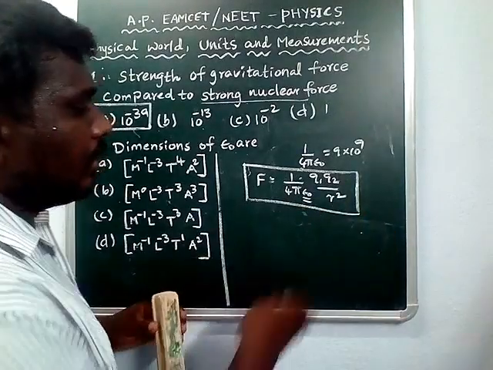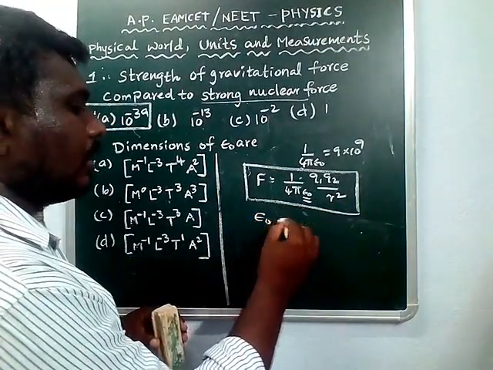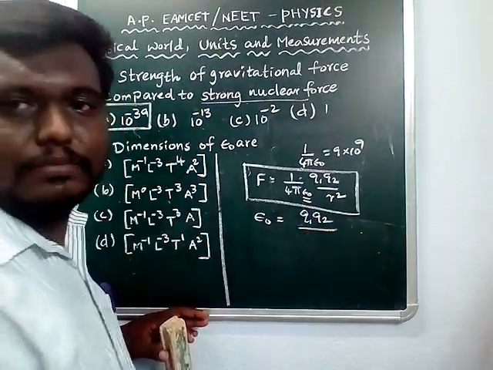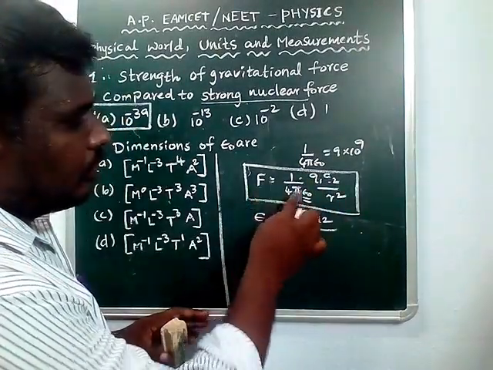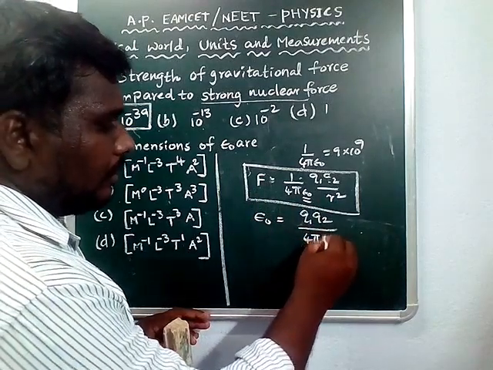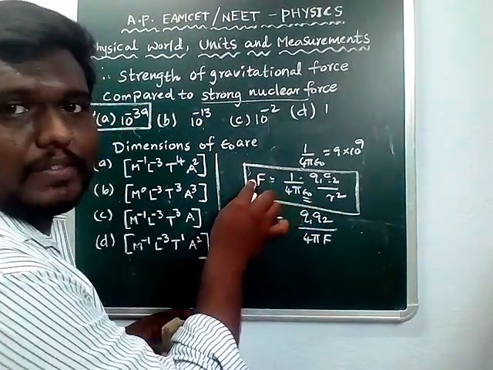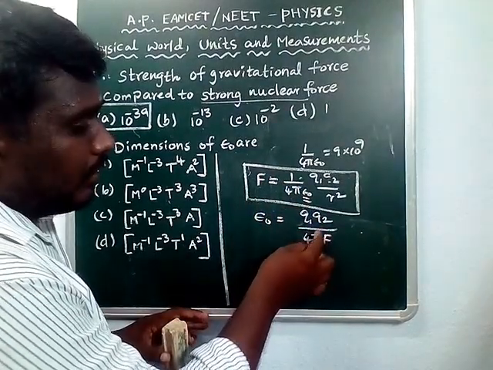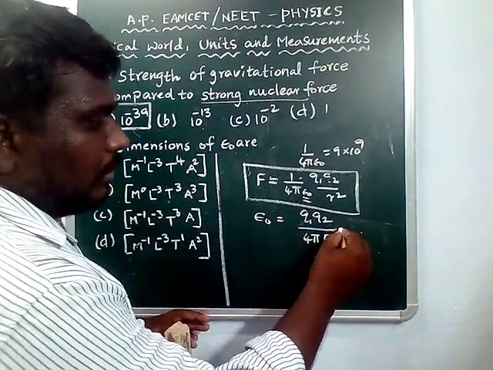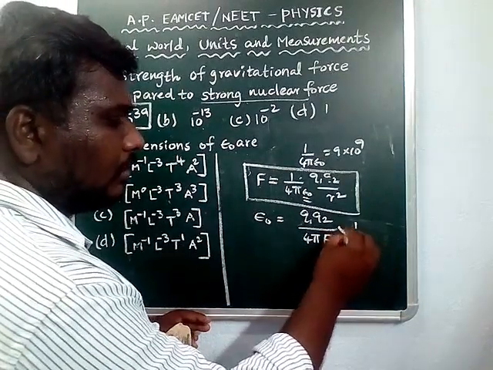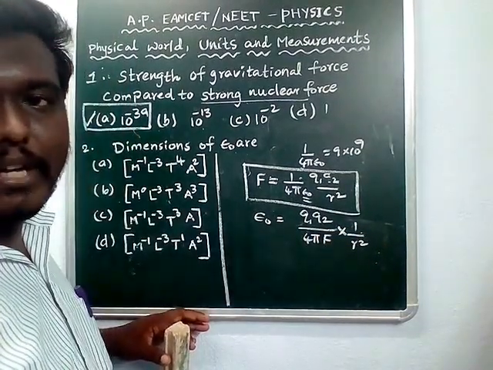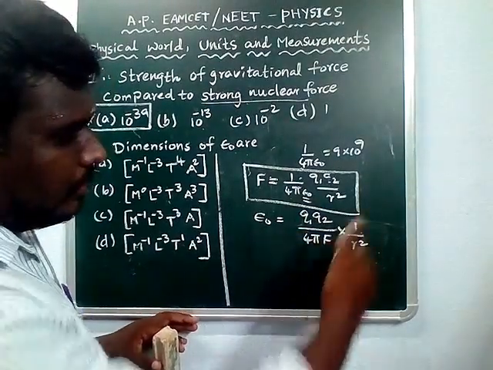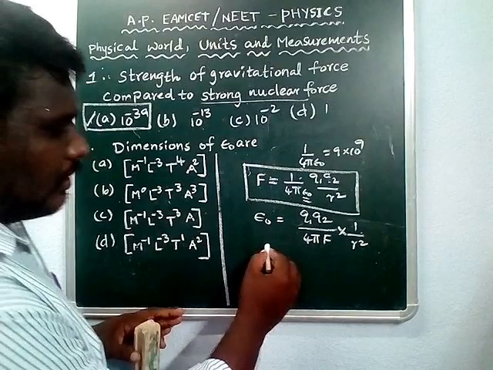Epsilon naught is equal to Q1 Q2 by 4 pi F, cross multiplied, into 1 by r square. You can write the dimension formula of Q1 Q2, 4 pi F and 1 by r square. Understand? So you can substitute them.